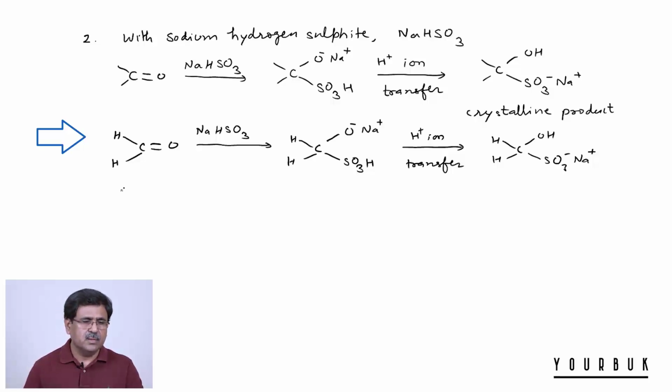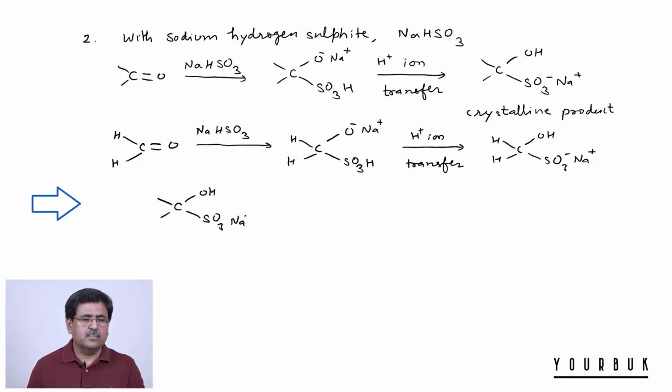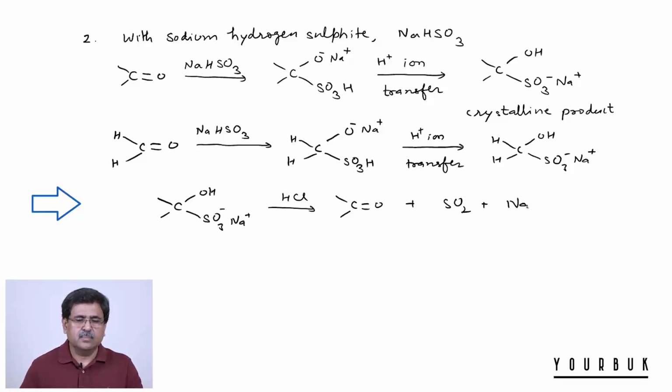acid. So this crystalline product can be decomposed by hydrochloric acid with the liberation of SO2 gas. This reaction of aldehydes and ketones with sodium hydrogen sulfite can be used as a test to identify aldehydes and ketones, also used in the purification of aldehydes and ketones, and also used in the separation of aldehydes and ketones from other compounds.